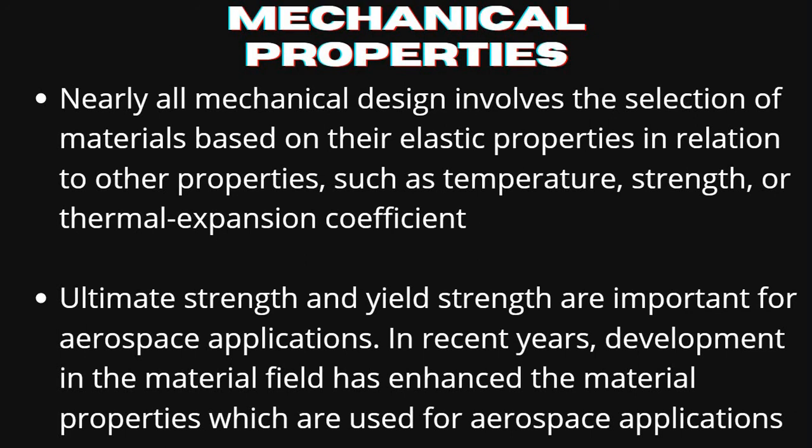Nearly all mechanical design involves the selection of material based on their elastic properties in relation to other properties such as temperature, strength, or thermal expansion coefficient. Ultimate strength and yield strength are important for aerospace application. In recent years, development in the material field has enhanced the material properties which are used for aerospace application. Compared to other materials like steel alloy or aluminum alloy, composite materials have more ultimate strength and yield strength. So we mostly use these materials for aerospace components.